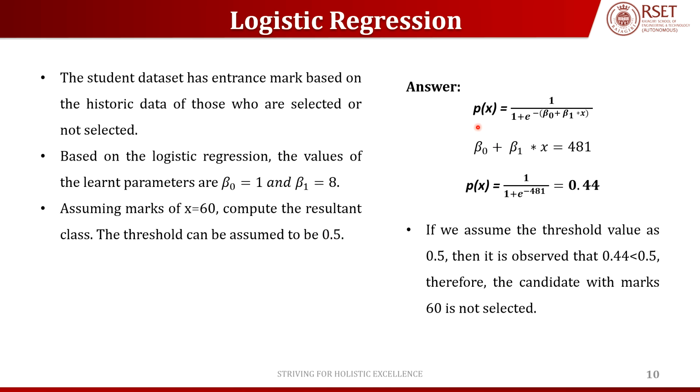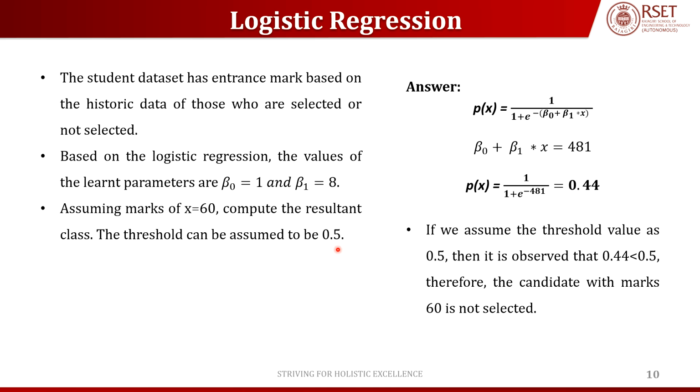It is very simple. Just write down the equation for the sigmoidal function, that is p of x is 1 by 1 plus e raised to minus (beta 0 plus beta 1 x). So beta 0 plus beta 1 x, that we are calculating by substituting the values of beta 0, beta 1 and x, that is going to be 481. Putting that in this equation, we'll get 0.44.